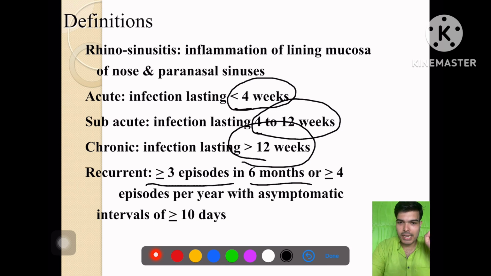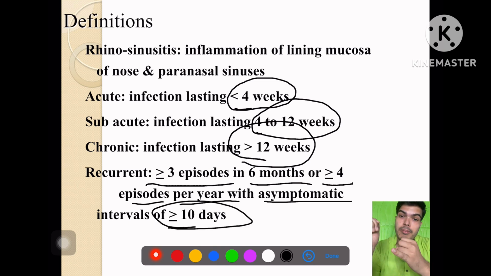So if it's a case of recurrent sinusitis, what will I say? Suppose I had sinusitis in November. I was treated with antibiotics, right? So I had a gap period, and again I developed rhinosinusitis in January. Again I developed it in February. So it's 3 episodes within a 6 month interval, and it's not even 6 months, right? From November, December, January, February, March.